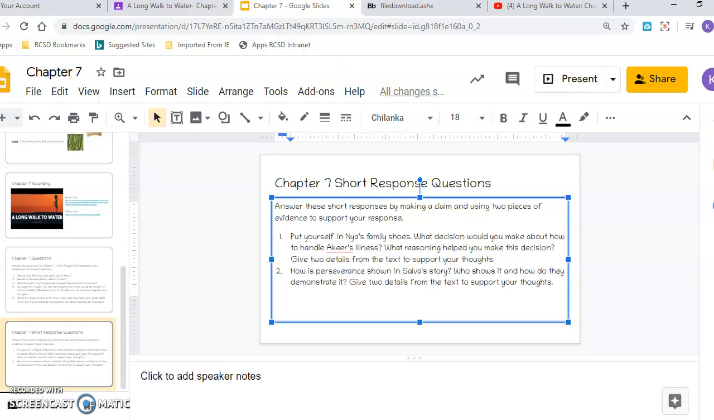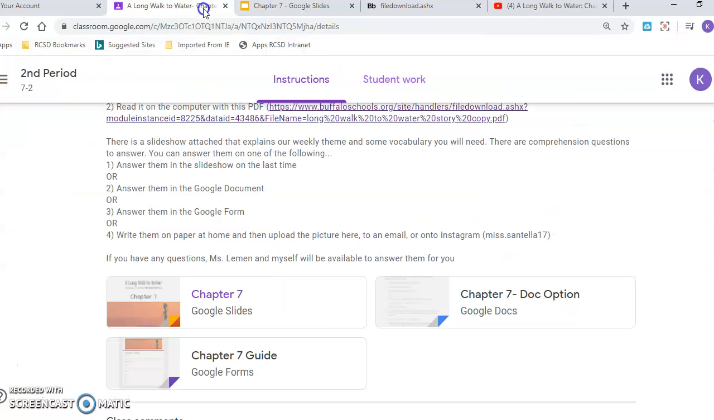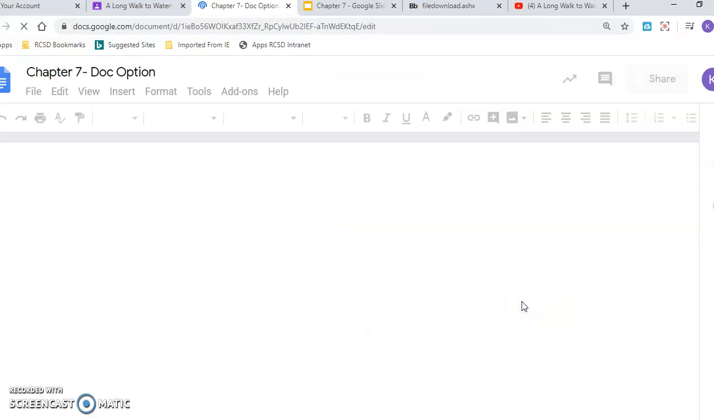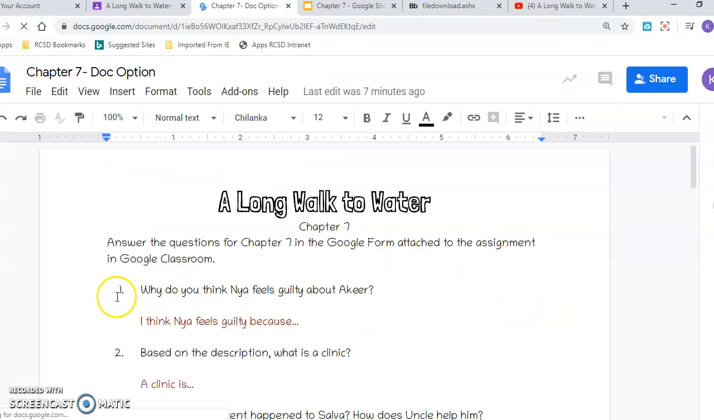Okay, but I'm going to go back to here. So that was one option. I could type them right on the slide or I could answer them in this Google Doc. That's what I'm going to show you. And I'm going to give you sentence starters here. So I wrote in red here, Long Walk to Water, Chapter 7 questions. Answer the questions for Chapter 7 in the Google form attached to the assignment or in Google Classroom. So you can just put them here or in the form.